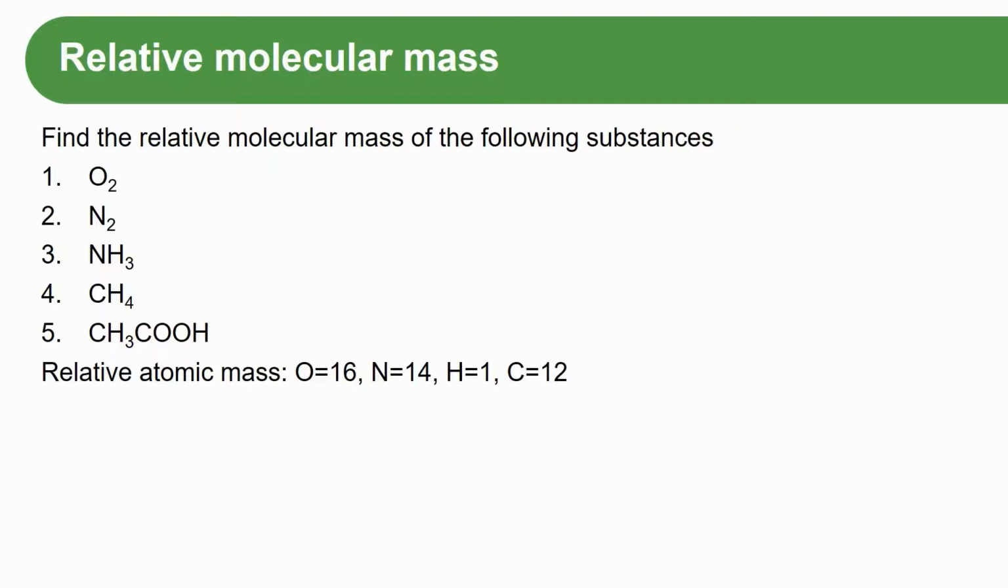Now let's look at relative molecular mass. Relative molecular mass is similar to relative atomic mass, but now we are just dealing with molecules. And now we want to find the relative molecular mass of the following substances. Just for example, oxygen, it has a formula of O2, therefore the mass is 16 times 2, which is 32. Now I'd like you to do the following examples. You may pause the video for a while.